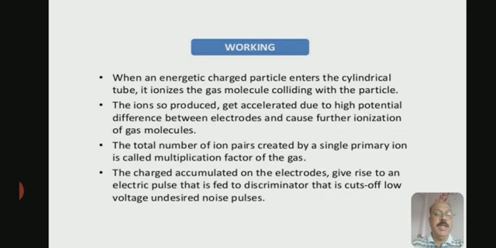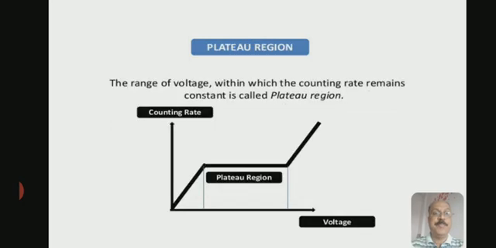The charge accumulated on the electrodes gives rise to an electric pulse that is fed to a discriminator, that cuts off low voltage, undesired noise pulses.